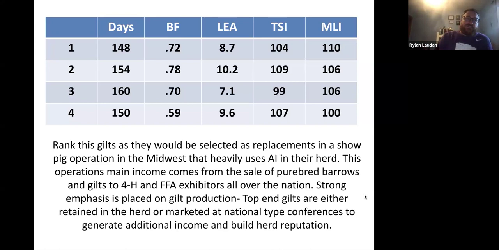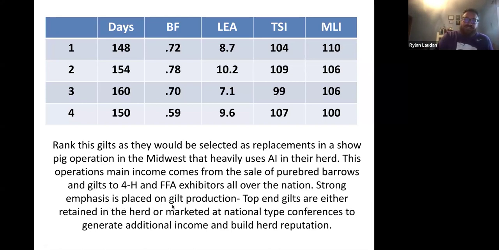They're not necessarily just going to put one boar out there and just be like, all right, he's going to cover them all. So they can really handpick. This operation's main income comes from the sale of purebred barrows and gilts to 4-H and FFA exhibitors all over the nation. So what that tells me, these girls better be pretty. Okay, they better be good looking.